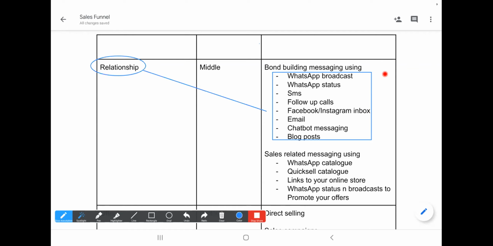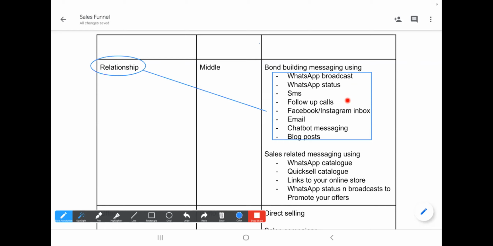So that's it, on my end here, in terms of bond building. If you want to build bond with your target audience and get a lot of them whose contacts you have gathered to eventually buy from you, you need to be creating things like WhatsApp broadcasts, WhatsApp updates, sending SMS from time to time, doing follow-up calls, inboxing people, emailing them, or doing chatbot messaging or blog posts. For the purpose of our class, for many beginners, WhatsApp broadcast, WhatsApp status, SMS, and follow-up calls are enough to get you started.